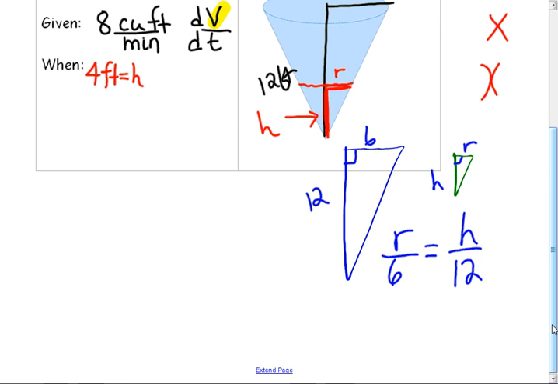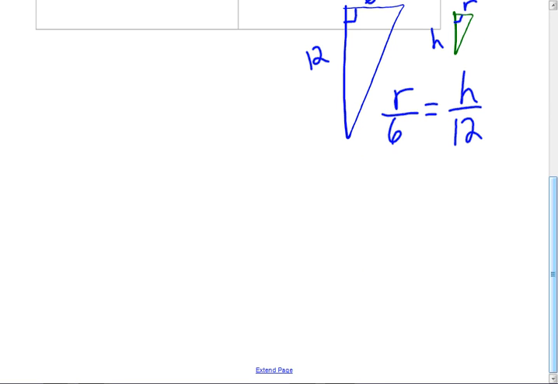If R is 3, what is H? 6. Okay? But R is changing. So multiply by 6. So R equals what? Oh, I'll do that. 1/2 of H, right? Or H over 2. Divide. You get the right idea.